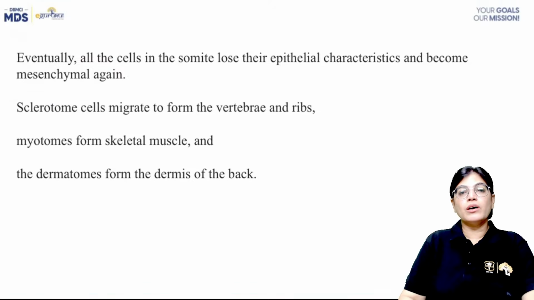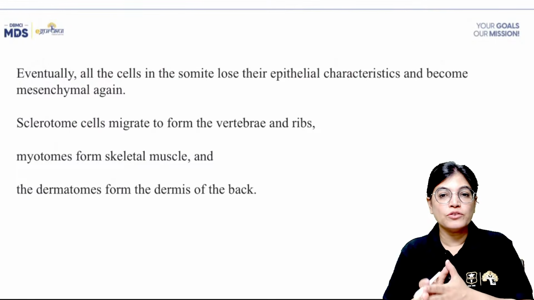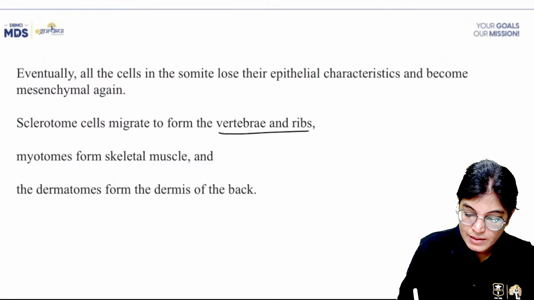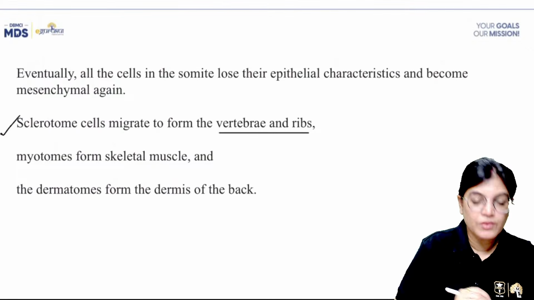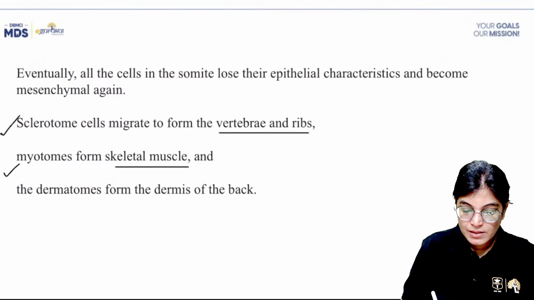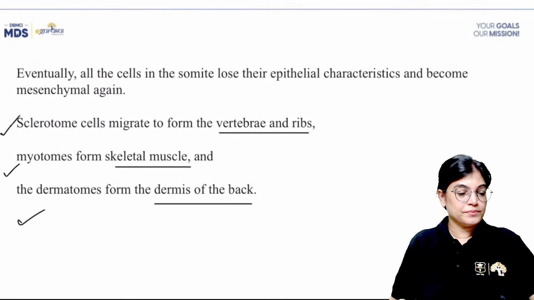Okay, so if I talk about somite differentiation, which is in the form of sclerotome, myotome, and dermatome, the sclerotome will form the vertebrae and the ribs. Myotome will form the skeletal muscles. The dermatome will form the dermis of the back.